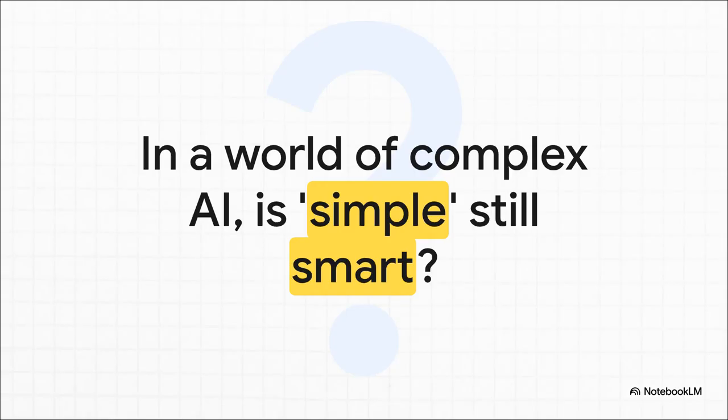Which brings us to a final interesting question. KNN is simple, it's powerful, and it's absolutely everywhere. But in a world that's getting more and more obsessed with super complex AI and deep neural networks, is simple still smart enough? It's a great reminder that sometimes the most elegant solutions are based on ideas we've all understood all along.